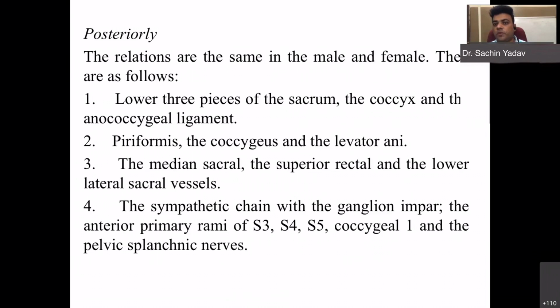Ganglion impar means both the sympathetic chains in front of the sacral bone unite to form a single ganglion, known as the ganglion impar, in the median plane. And the anterior primary rami of S3, S4, S5, the coccygeal nerve and the pelvic splanchnic nerve.